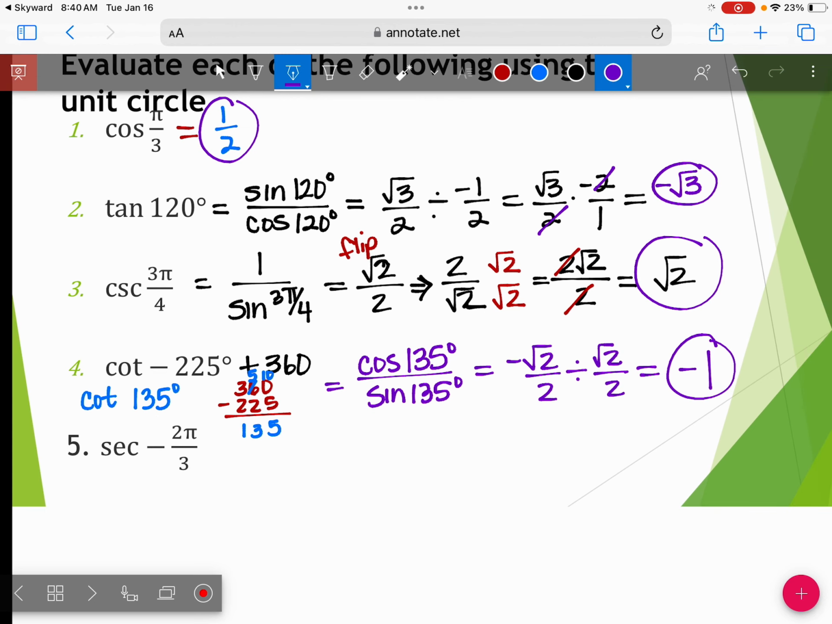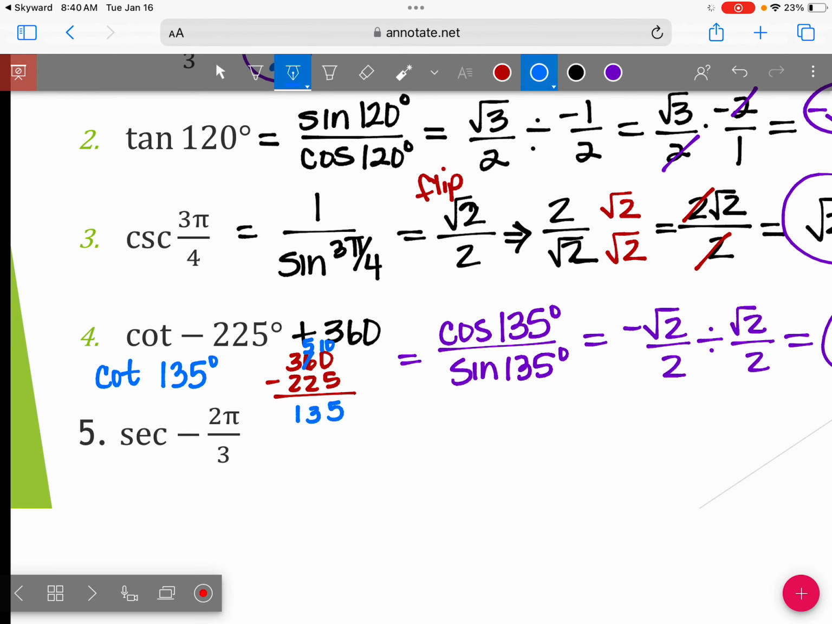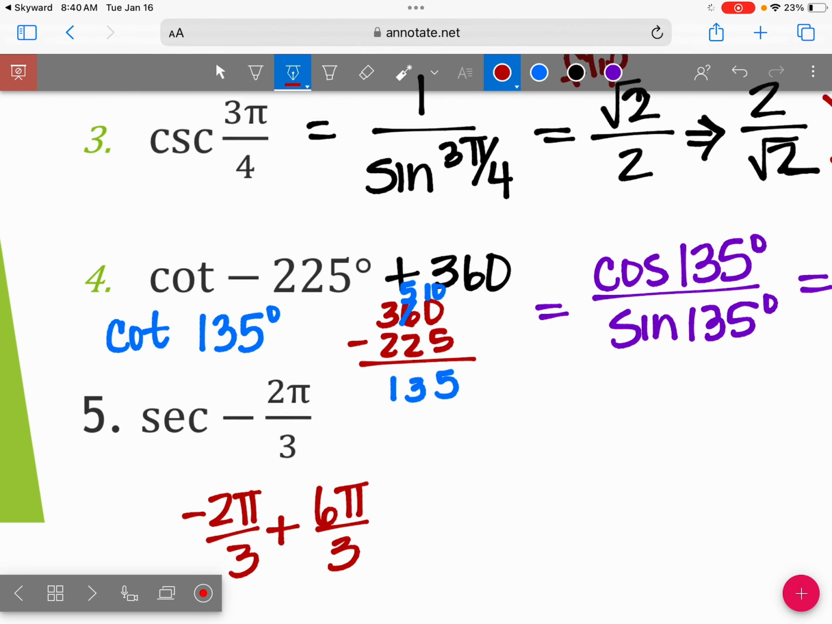Okay, next one. I have another negative angle that I need to add 2 pi to. It's negative 2 pi over 3, and I'm going to add 2 pi. How do I write 2 pi as a fraction over 3? 6 pi over 3. Wait, I have a question. Why are you adding 2 pi? I'm adding 360 degrees, which is 2 pi. So, what is negative 2 pi over 3 plus 6 pi over 3?